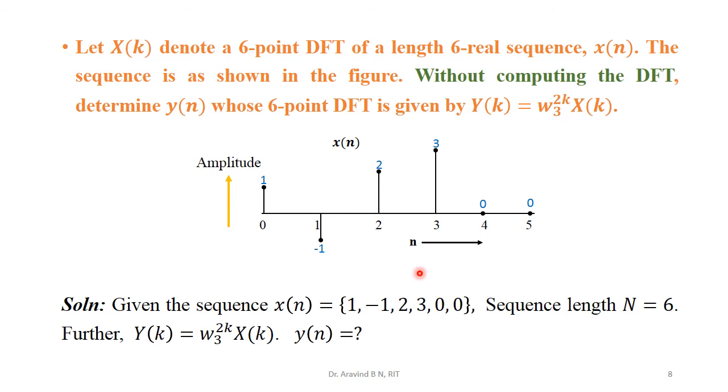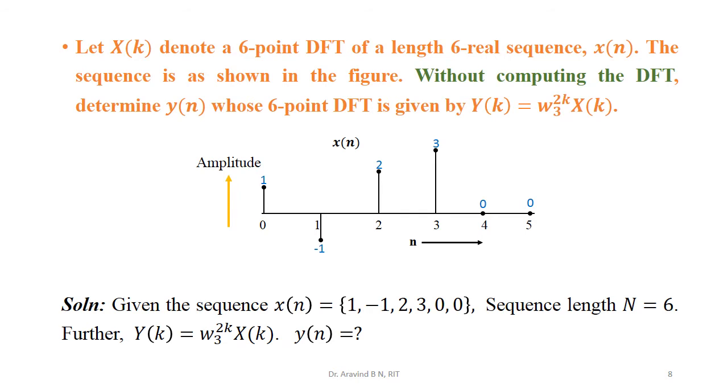Now the length of the sequence is also given: length 6 real sequence. So the length will be equal to 6, so that also we have got. Now what else is being given? Y of k is being given. Y of k is equal to omega 3 2k into x of k. That is given, and we need to calculate y of n.